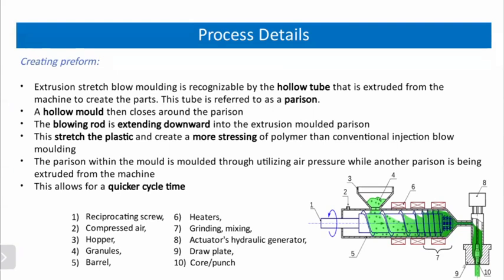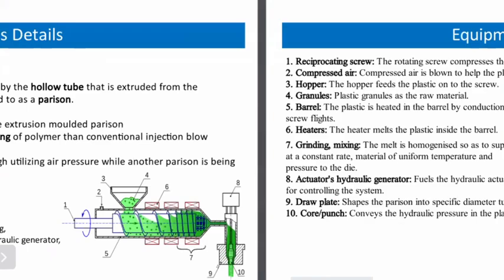Also, cycle time will be quicker since we will use air pressure to mold the parison while another parison is being extruded from the machine. Here we have the equipment details.